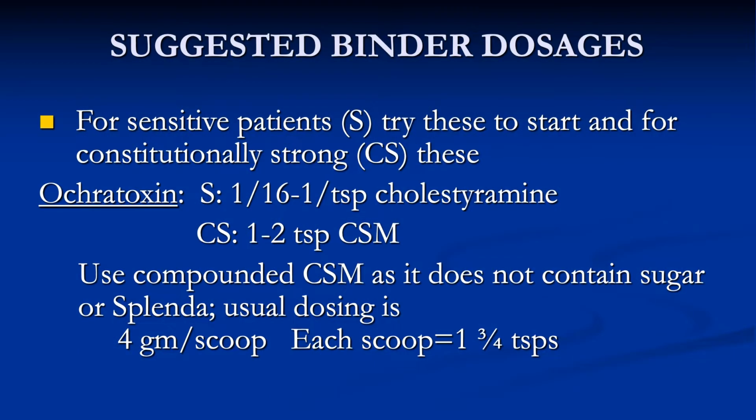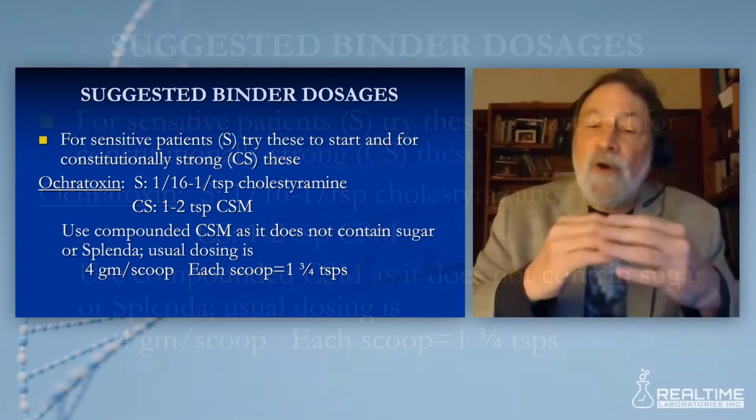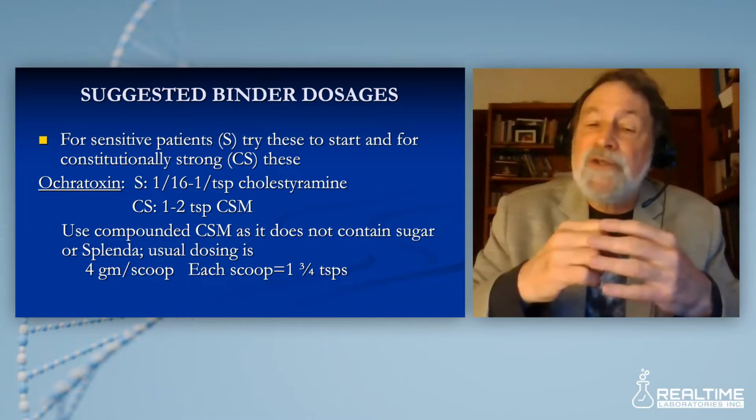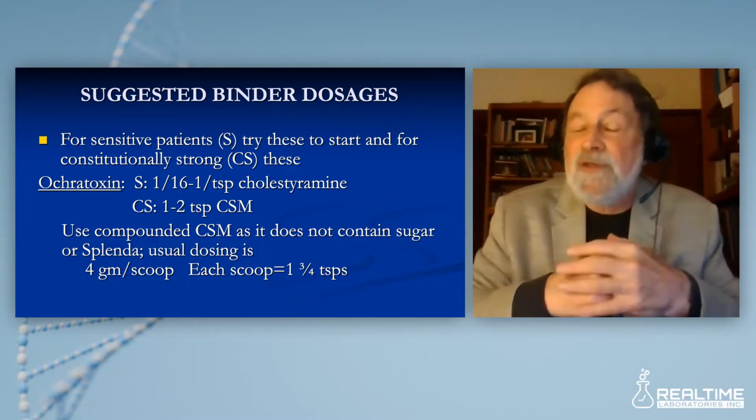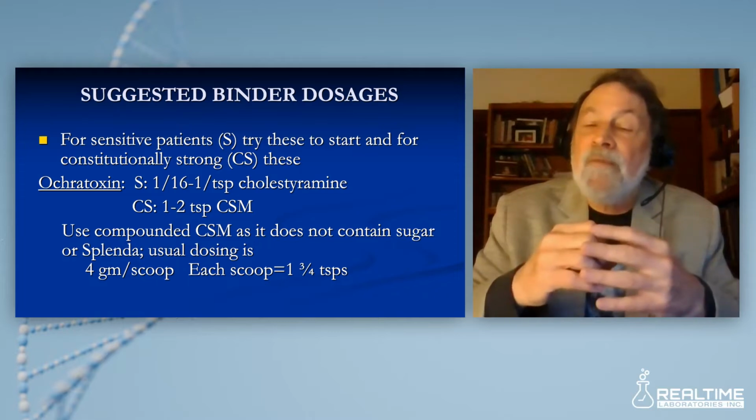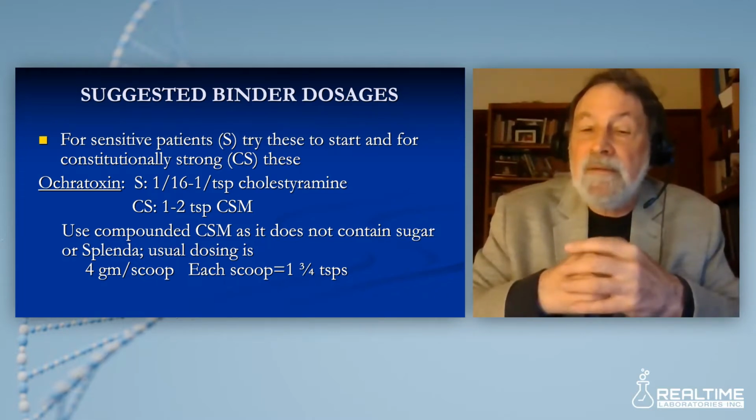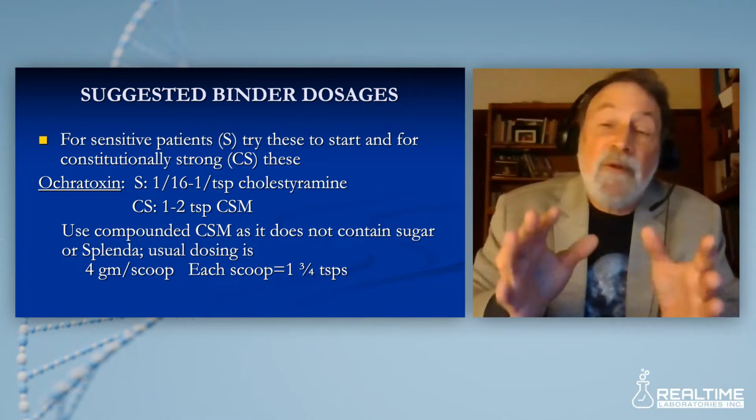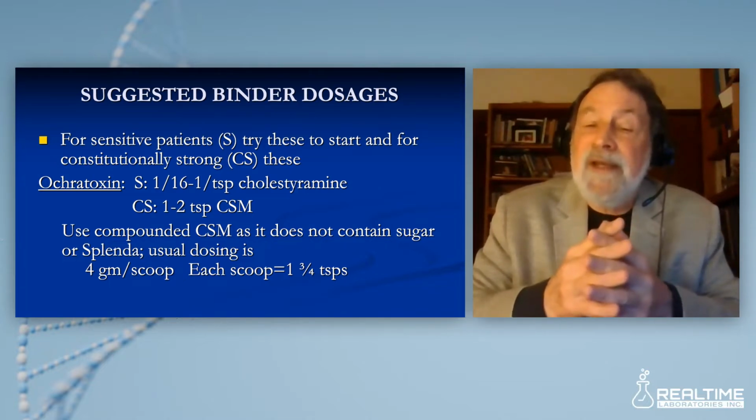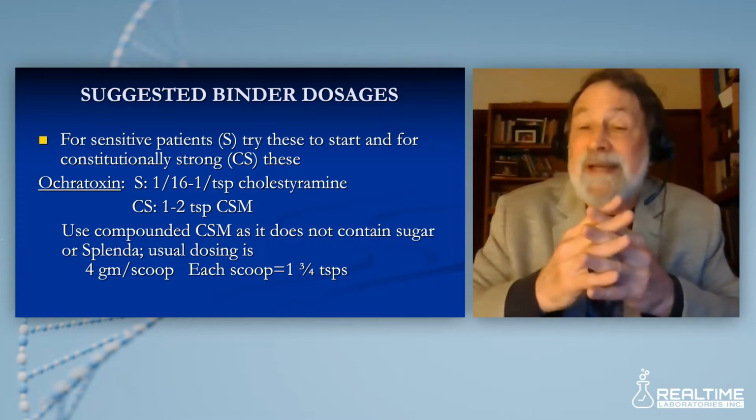Okay, so now I'm going to give you suggested doses for people who are sensitive, which is S, or constitutionally strong, which is CS. And these are just suggested, but it will hopefully give you a starting point of how to work. So, and we're going to take this toxin by toxin. For ochratoxin, for sensitive patients, you might start with 1/16 of a teaspoon and slowly work up to 1 teaspoon if tolerated. And I've had several patients get completely well taking 1/16 of a teaspoon of cholestyramine every 3 days.